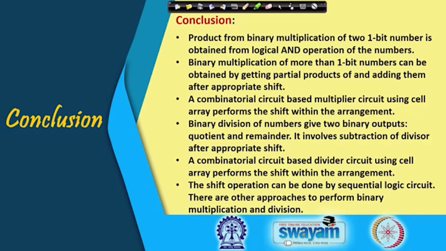So the combinatorial circuit for that using cell array performs that shift within the arrangement, and as we discussed, it can be done by sequential logic circuit by some other arrangement which in certain sense can be considered efficient in certain contexts. Okay. And that we shall take up later.